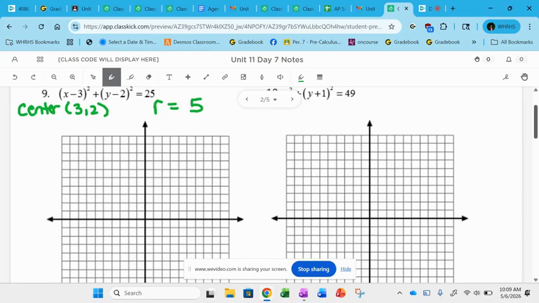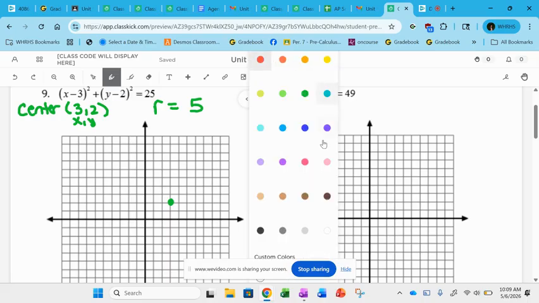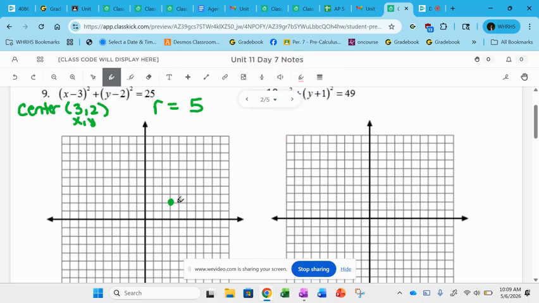Okay, so now the first thing you want to do is plot your center. Now remember, the point is always x comma y. So I go 3 to the right, 1, 2, 3, and then up 2. There is my center point, (3, 2). And now from that center point, I'm going to move my radius in every direction. So I'm going to go 5 to the right, 5 to the left from the center point, 5 up from the center point, and 5 down from the center point. And then you connect those 4 points the best you can. And there's our circle. That's all you have to do.